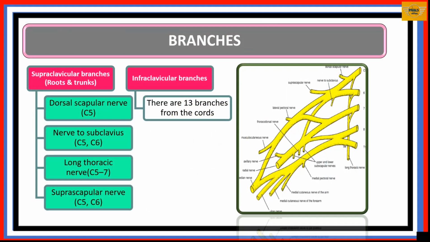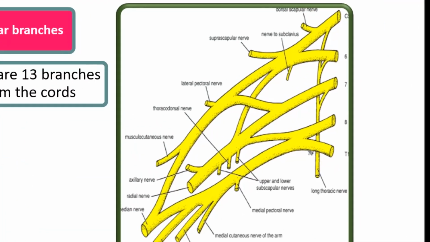We will next consider the branches. Earlier in this lecture, we've mentioned the 2 branches, the branches from the trunk and the roots, called the supraclavicular branches, and the branches from the cords, called the infraclavicular branches. Now, we have 4 supraclavicular branches, and these branches are the dorsal-scapular nerve, nerve to subclavius, long thoracic nerve, and suprascapular nerve. Now, let's look at this picture to identify all of them.